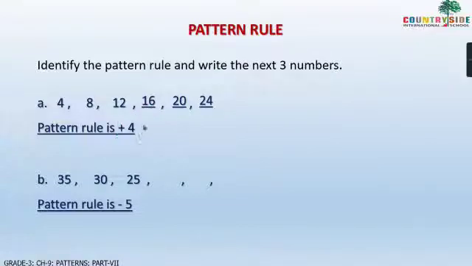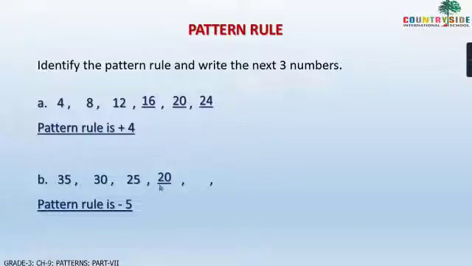So what is the pattern rule, children, here? It will be 4. Now as this number is in increasing order, you will write a plus sign over there. So the pattern rule is plus 4. Understood, children? Then example B: it is 35, then 30, then 25, then 20.